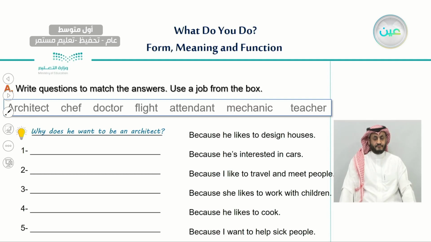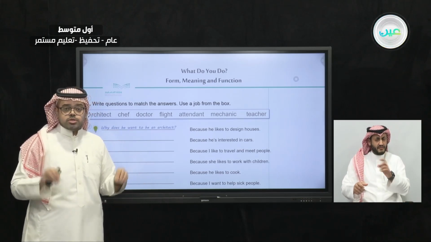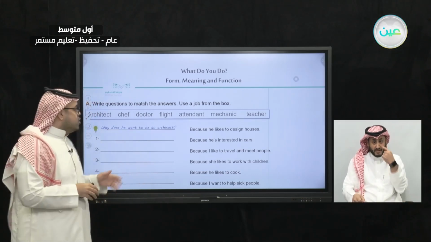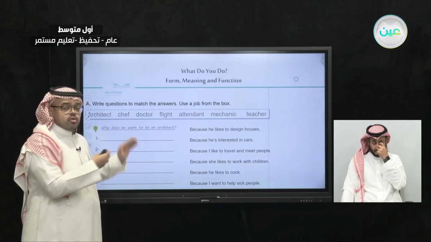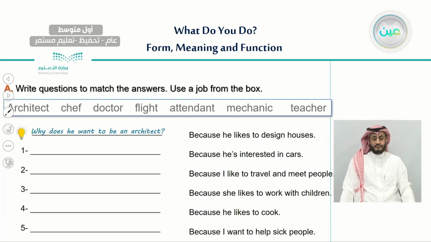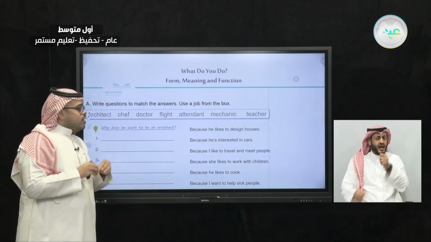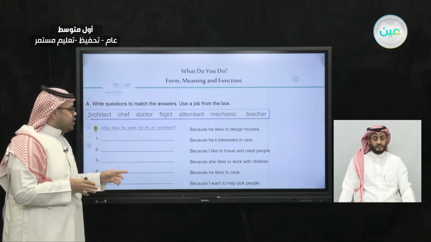And now let's move to exercise number A, where we'll have different answers and we need to make questions about those answers. So write questions to match the answers, use a job from the box. Let's first read the example. If we have an answer like this, because he likes to design houses, we think what job has the activity to design houses. The job is an architect.